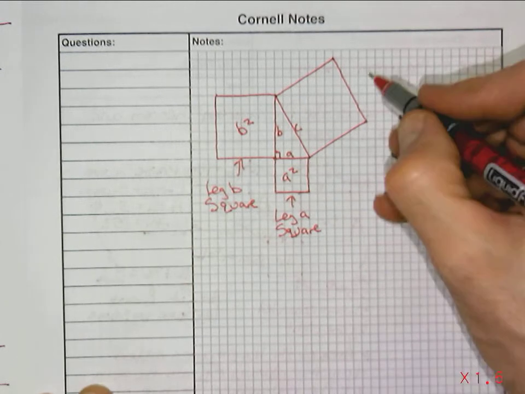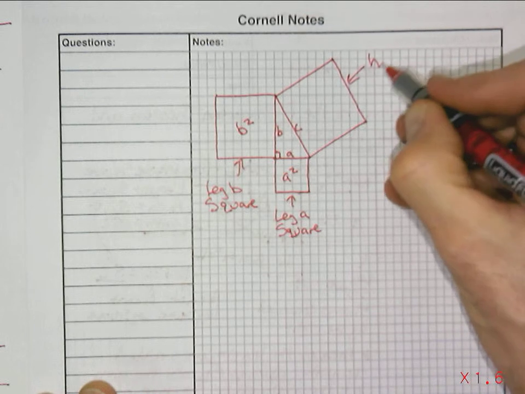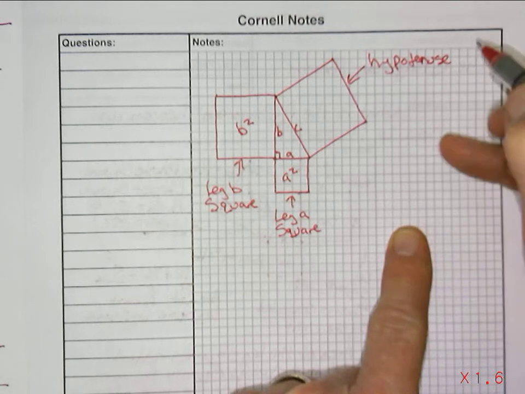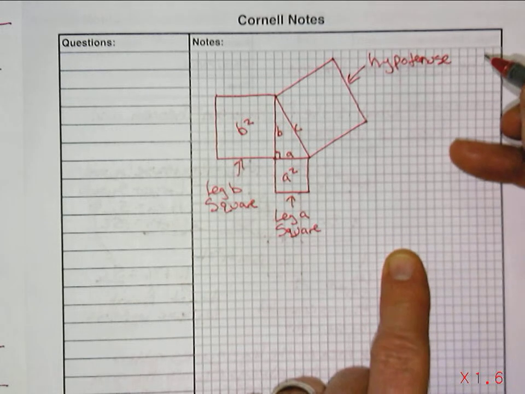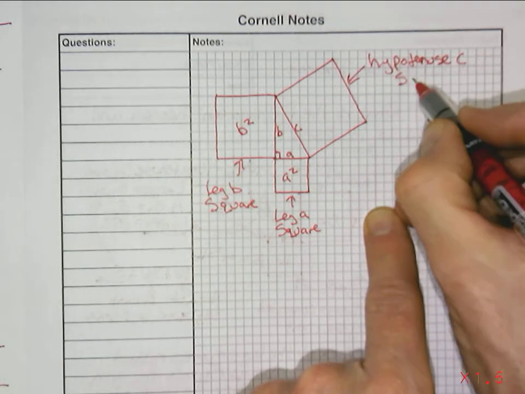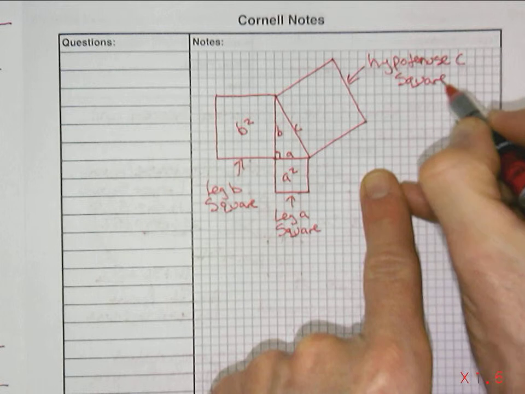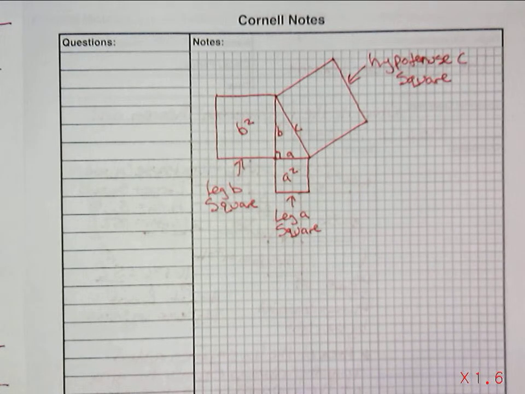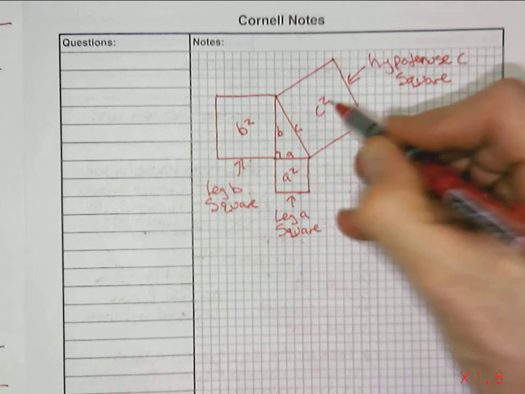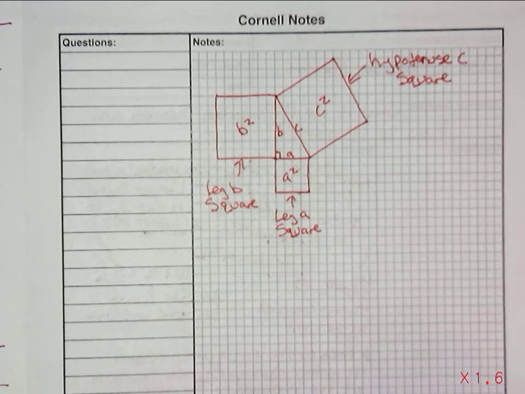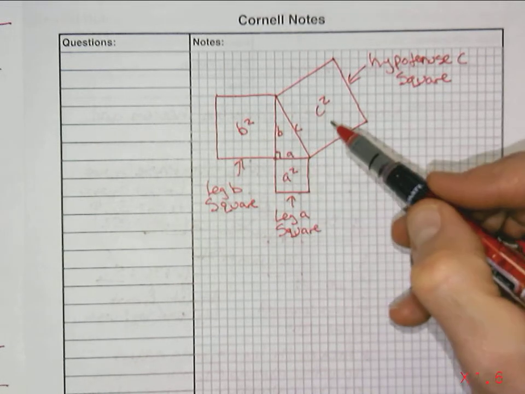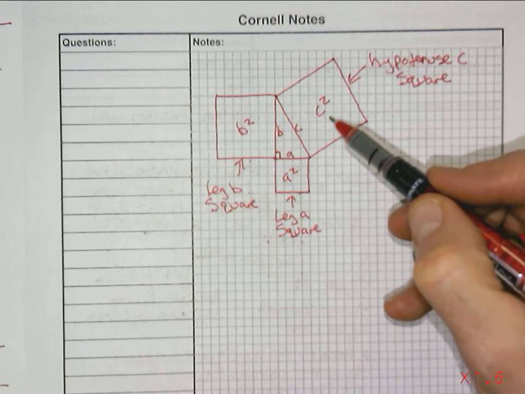And then we have the hypotenuse, which is the C side of the triangle. So this is the hypotenuse C square. And its area then, if this length is C, would have to be C squared. So now we have these three areas, the area of leg A square, the area of leg B square, and the area of hypotenuse C square.